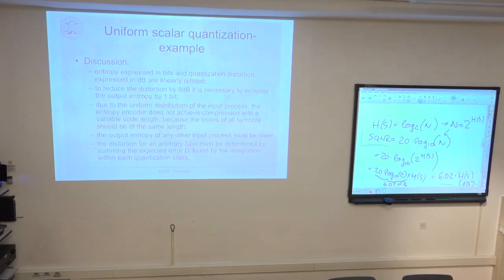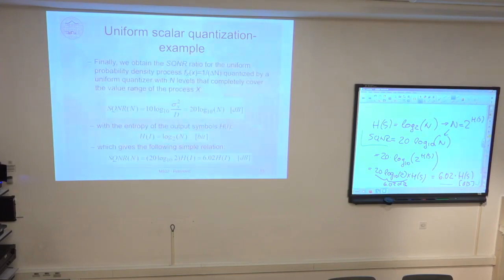Okay, so that is a very simple example just to show the theory behind. So the entropy expressed in bits and quantization distortion expressed in these decibels, these two are linearly related by a simple constant factor 6.02.